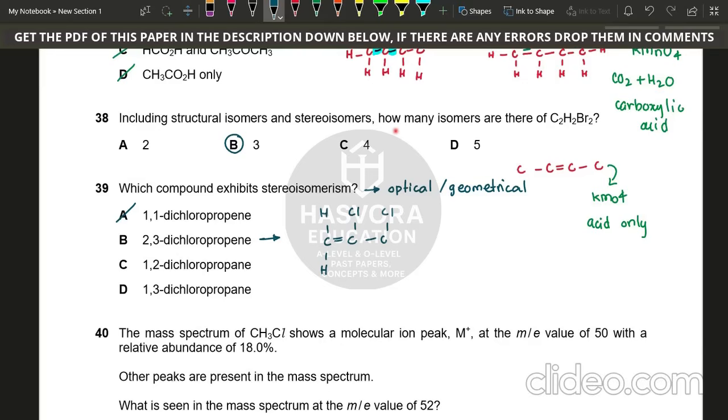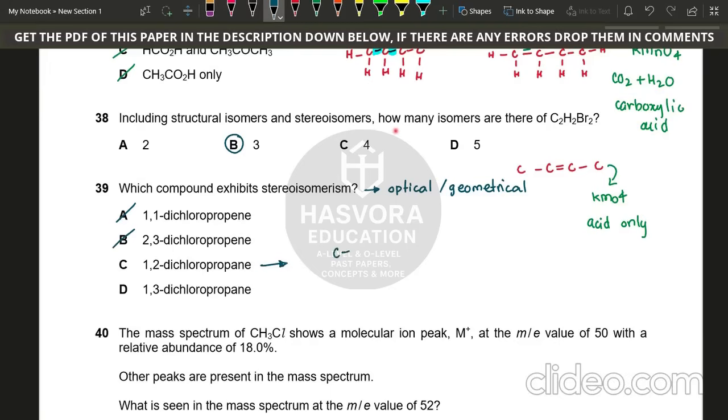Okay, so this means that cis-trans is not possible in this one as well. So the same case, this is also not your answer. Then we have 1,2-dichloropropane. Now this is not an alkene, this is an alkane.